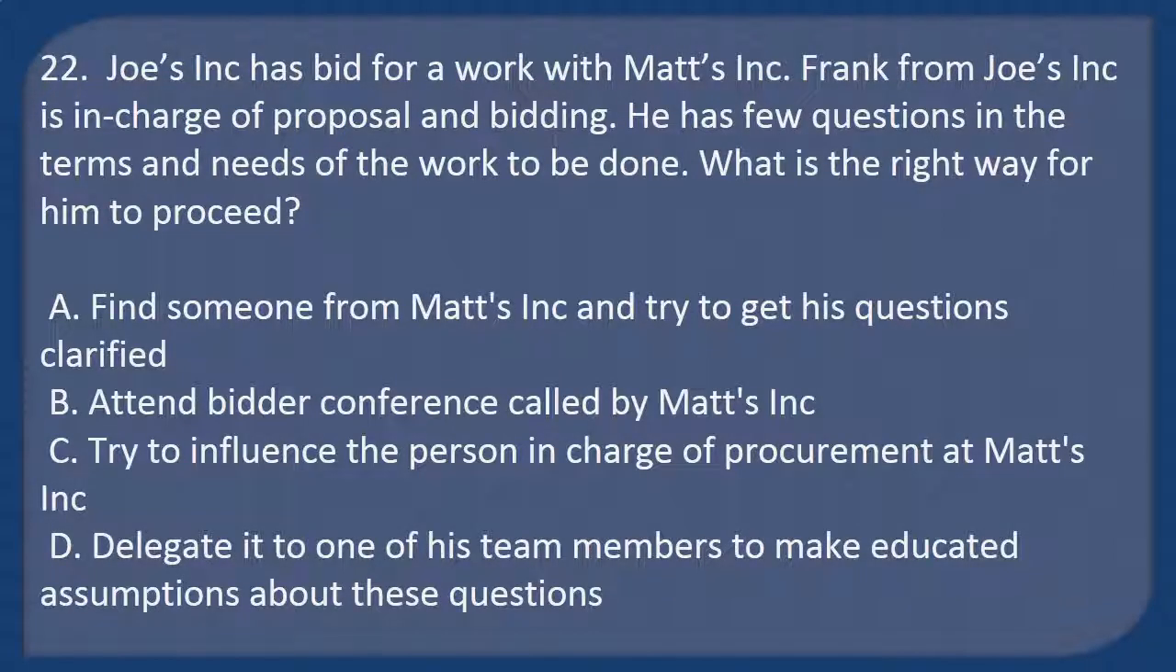Question 22. Joe S. Incorporated has bid for a work with Matt S. Incorporated. Frank from Joe S. Incorporated is in charge of proposal and bidding. He has few questions in the terms and needs of the work to be done. What is the right way for him to proceed? A. Find someone from Matt's Incorporated and try to get his questions clarified. B. Attend bidder conference called by Matt's Incorporated. C. Try to influence the person in charge of procurement at Matt's Incorporated. D. Delegate it to one of his team members to make educated assumptions about these questions.